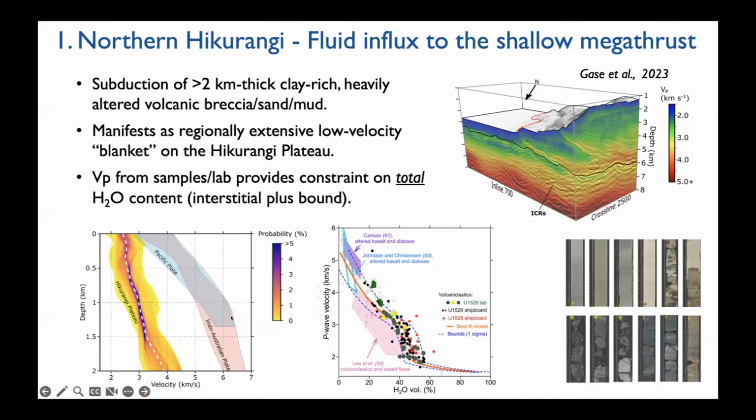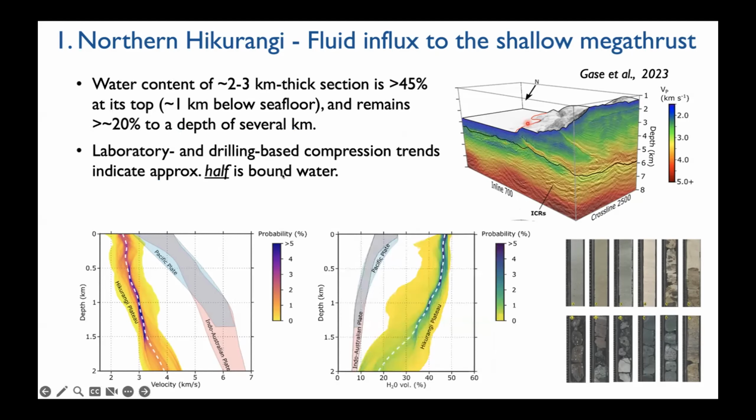Okay, so the first example, Northern Hikurangi. This is work that Andrew Gase did with Nathan and Xiao and others here. One of the things that's quite notable about this margin is the subducting crust includes an oceanic plateau that's quite large, and that eruptive sequence at the top of the plateau has been heavily altered. The result is a kind of mantle or blanket up to a few kilometers thick on top of the subducting igneous basement, and it is part of the, quote, sedimentary section that's subducting, or the inputs. So it's a thick blanket that's subducting, and it's very low velocity.